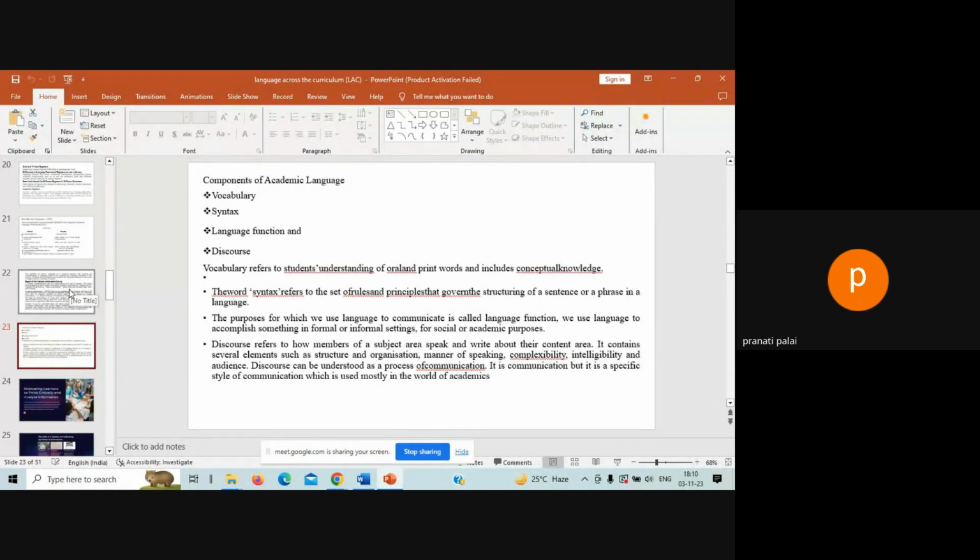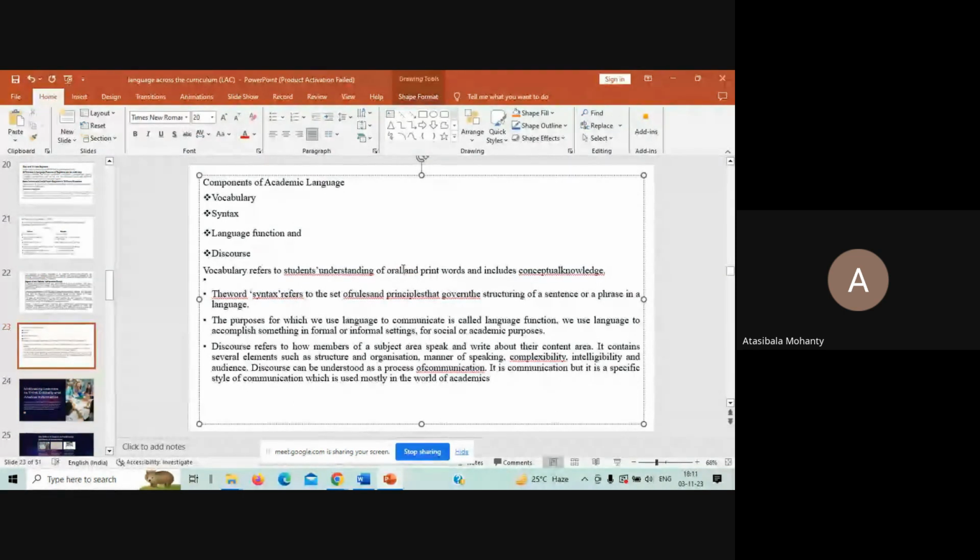First is your vocabulary. What is vocabulary? Students' understanding capacity. Students' understanding capacity about what? About words, or about the present situation. Yes.